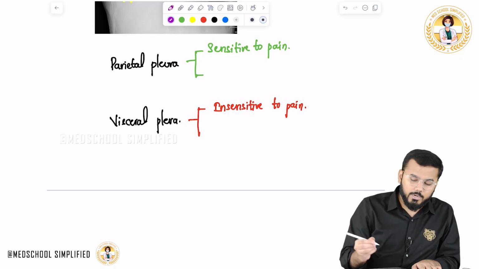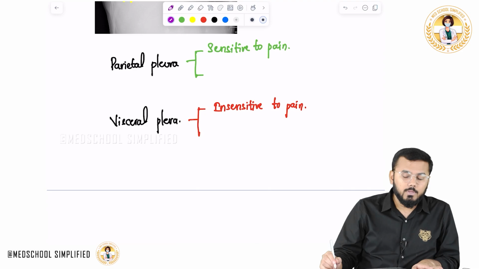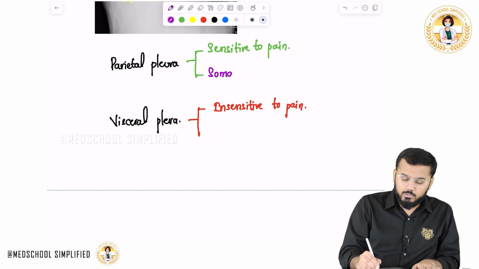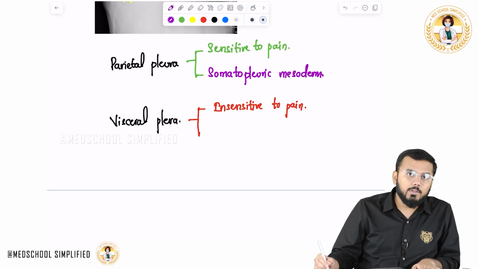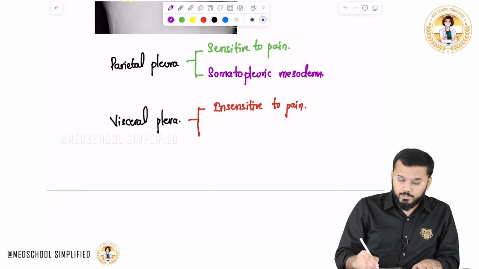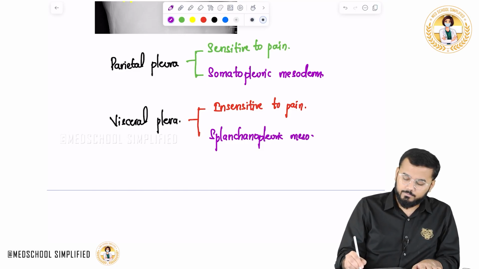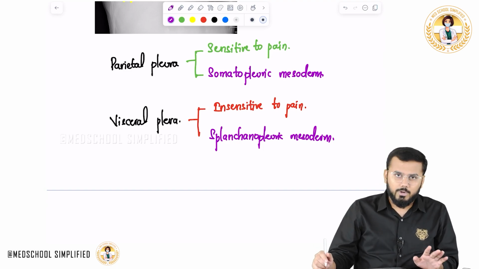What is the next important condition you can tell? The parietal pleura develops from somatopleuric mesoderm, whereas the visceral pleura develops from splanchnopleuric mesoderm. So you have to know from where the parietal and visceral pleura develop. These are two important things which you need to know.